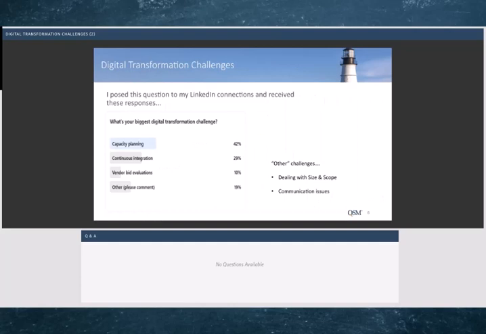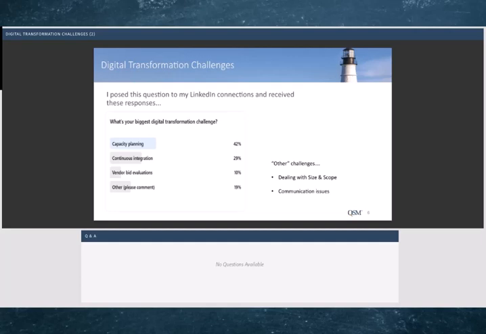Because of the popularity of digital transformation and all the work that QSM does in this area, we decided to do a poll. We did it on LinkedIn, and we asked my LinkedIn connections, what is your biggest digital transformation challenge? And we came back with a lot of valuable information. We're going to talk about it today. We're going to talk about some of the challenges people face, and also why these challenges are there, and maybe some ways that we can help overcome them.